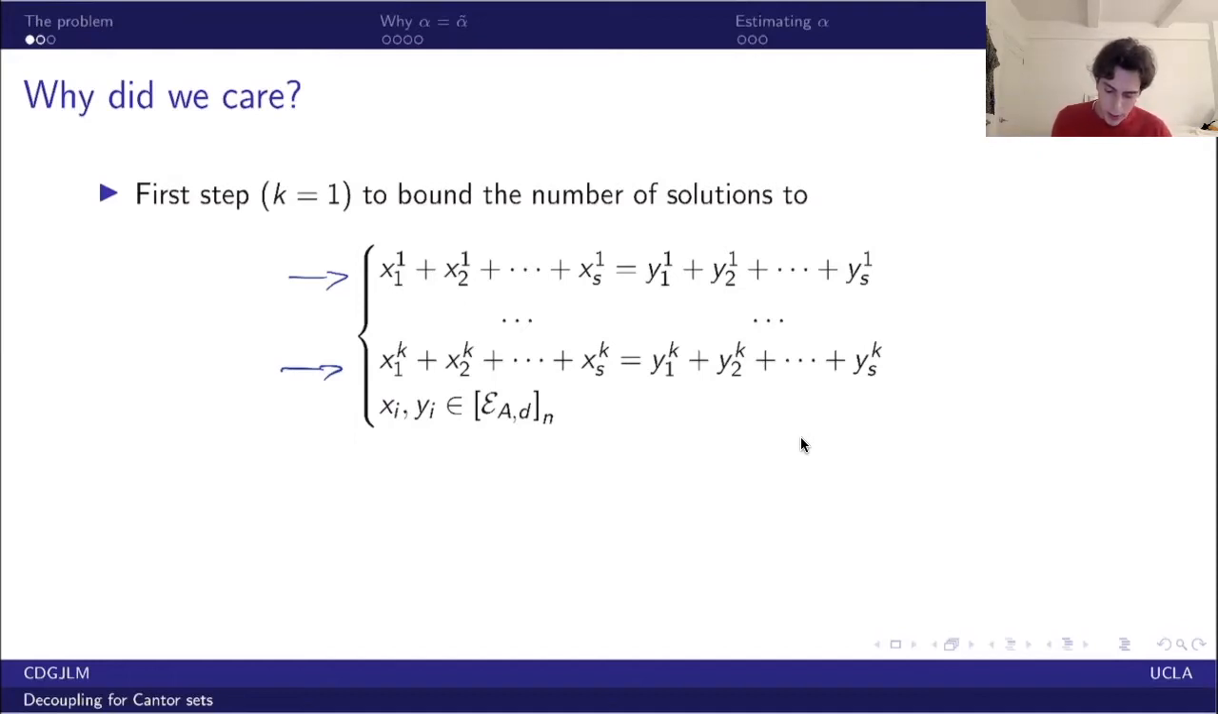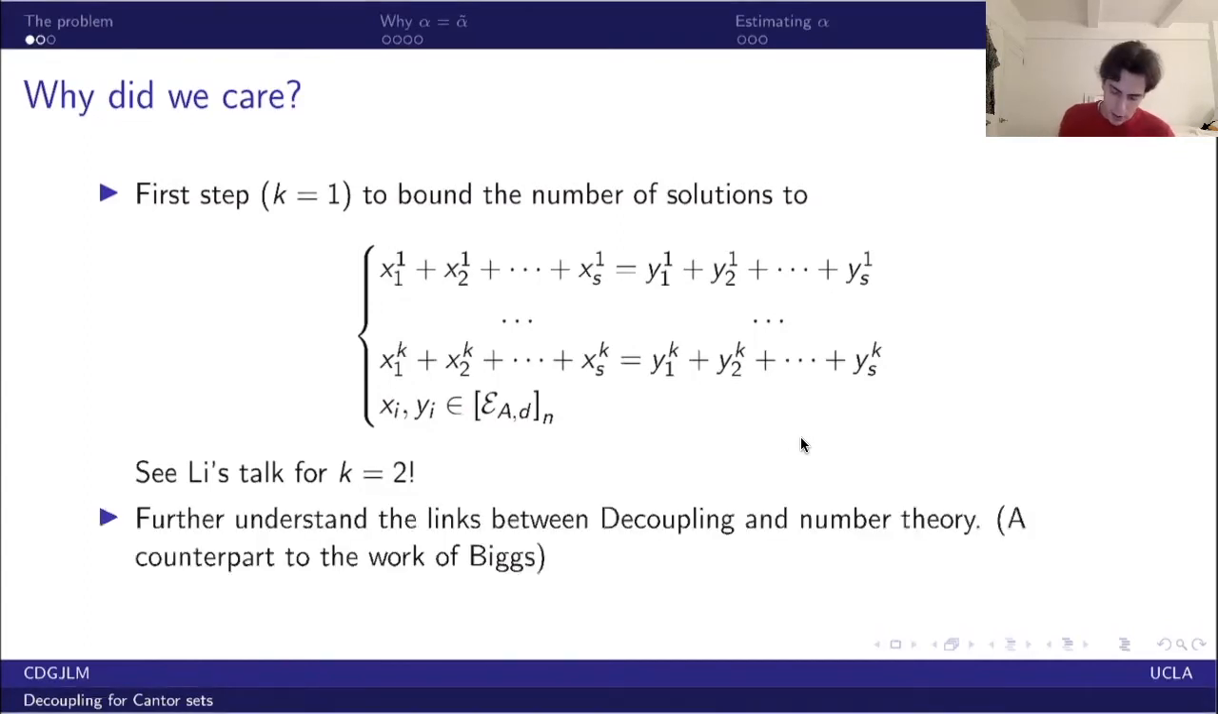Now, there's this idea that results in efficient congruencing could in principle be translated to decoupling results and vice versa. And I'm going to present here the k equals 1 case. And Zane Li, in another talk in this same workshop, is presenting the k equals 2 case, which is building up on the theory of k equals 1. So I definitely encourage you to go and listen to that. And as I said, working on this helps us understand a lot more about the links between decoupling and number theory. When are they the same? When are they not the same?